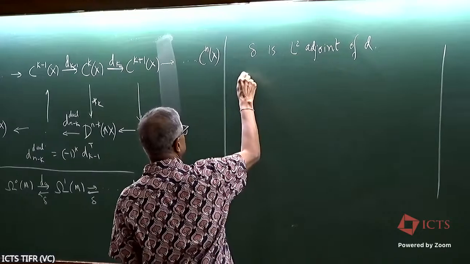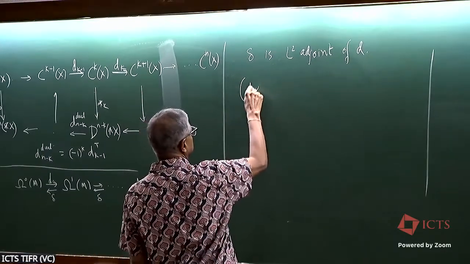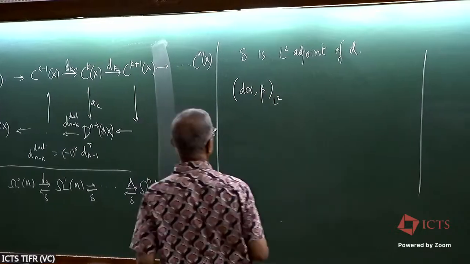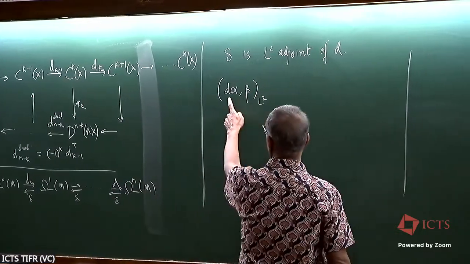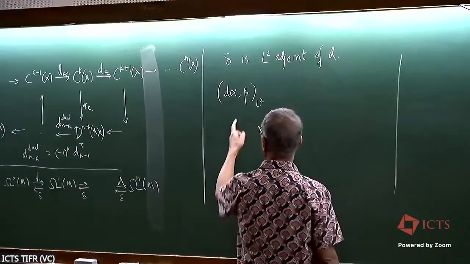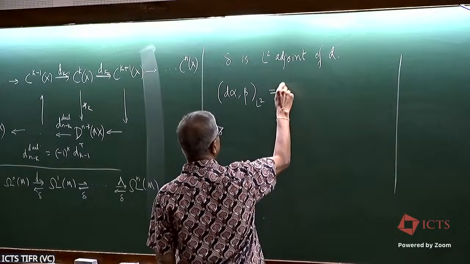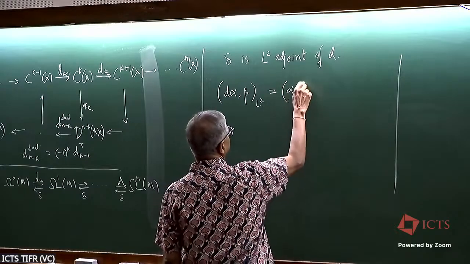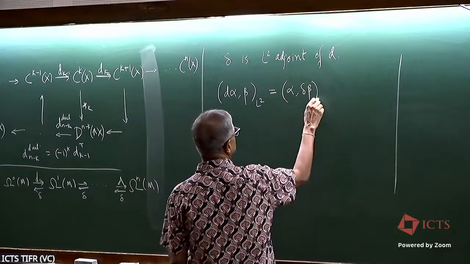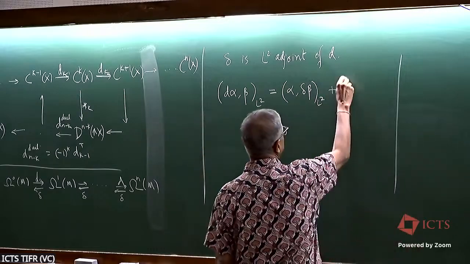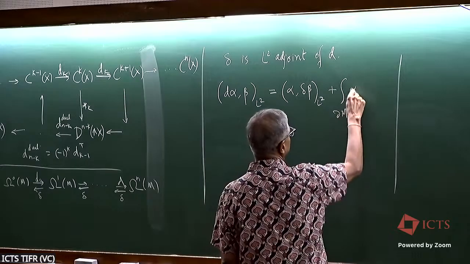What I mean is that it's actually precisely this. If I have alpha and beta in the right spaces, so let's say beta is a k-form, then this will be a (k-1)-form, or if you want to take this to be a k-form, this is a (k+1)-form. So this is equal to alpha, codifferential of beta. This is why we define the L2 inner product. Plus there will be a boundary term, which I think will be this.